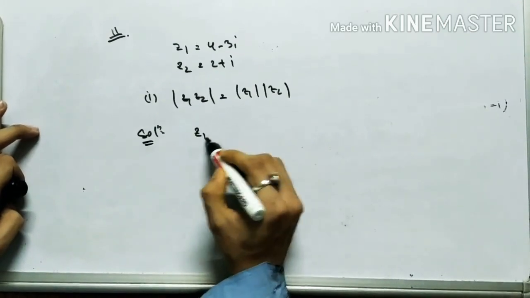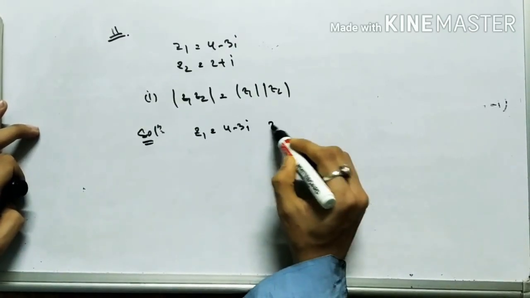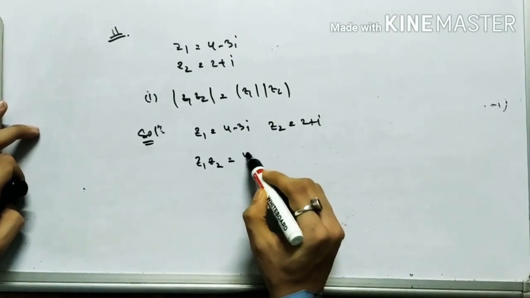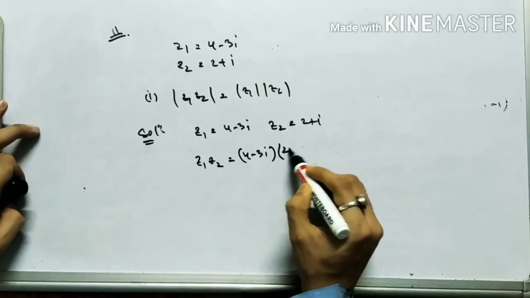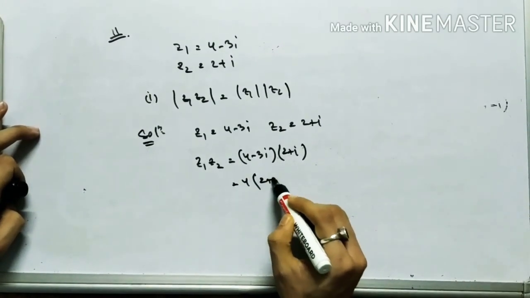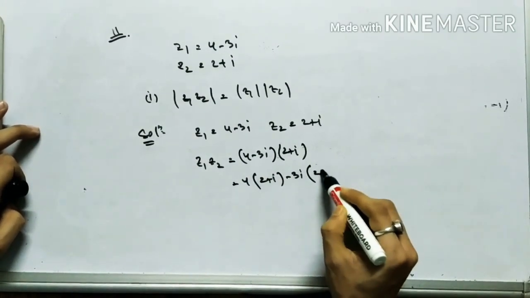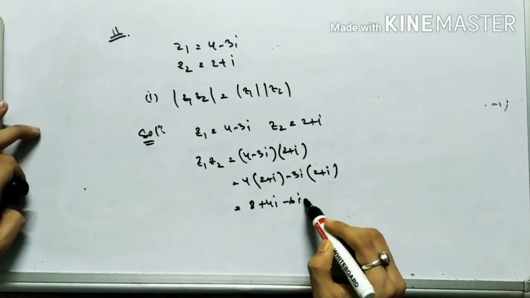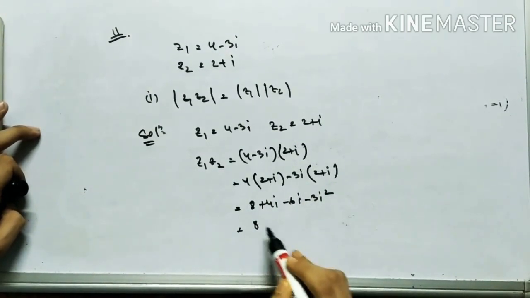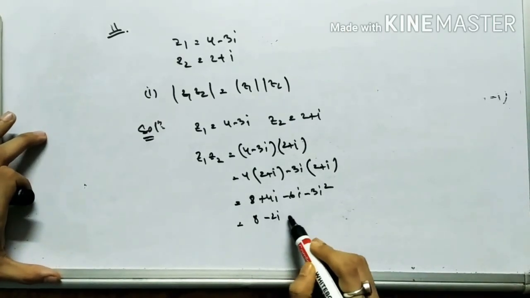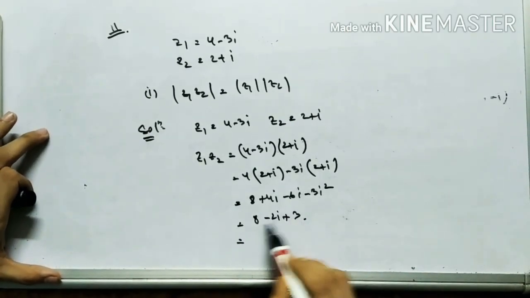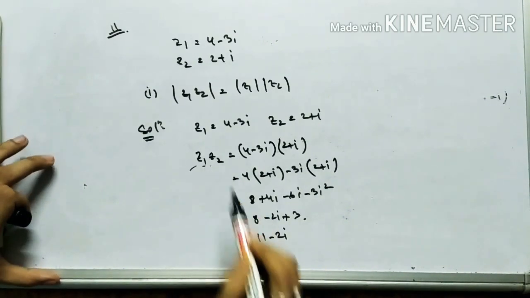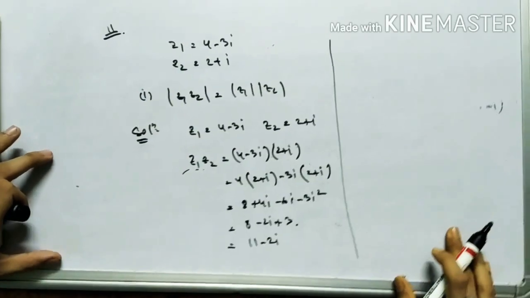So therefore Z1 is equal to 4 minus 3i and Z2 is equal to 2 plus i. So Z1 Z2 is (4 minus 3i) into (2 plus i). So this will be 4(2 plus i) minus 3i(2 plus i). This will be 8 plus 4i minus 6i minus 3i square. So this will be 8 minus 2i plus 3, so 8 plus 3 is 11, minus 2i. Yes, Z1 into Z2 I got 11 minus 2i.